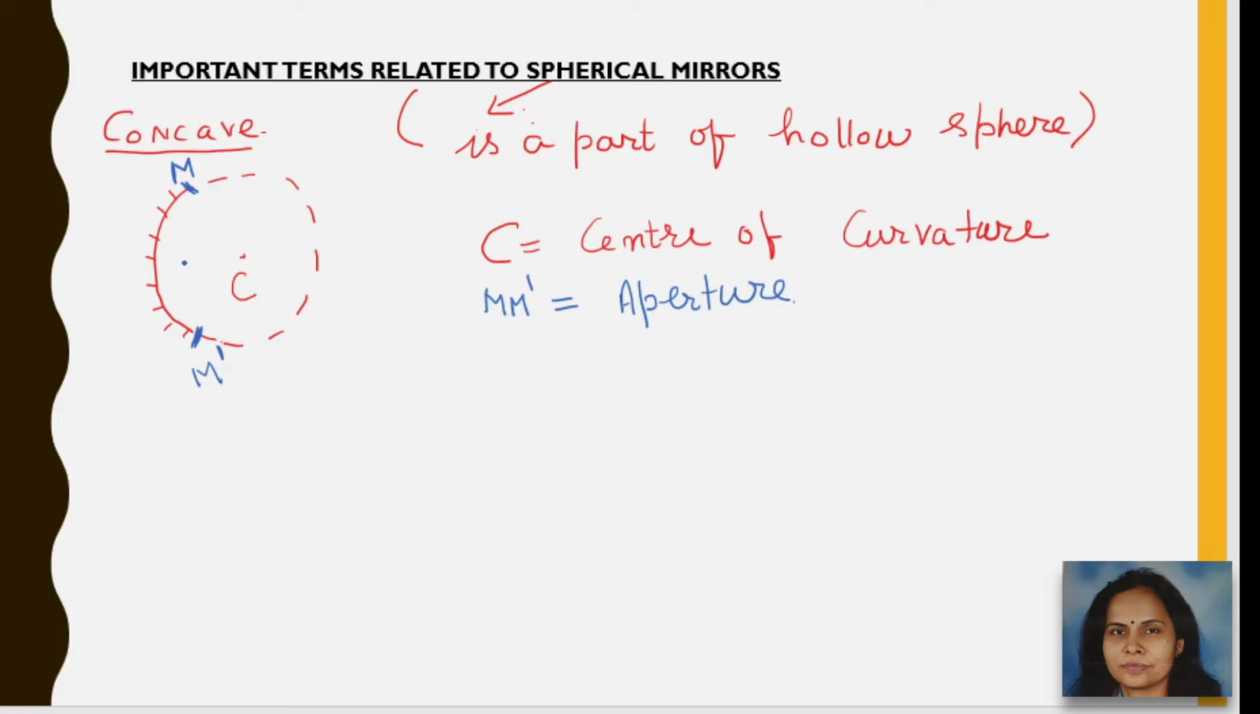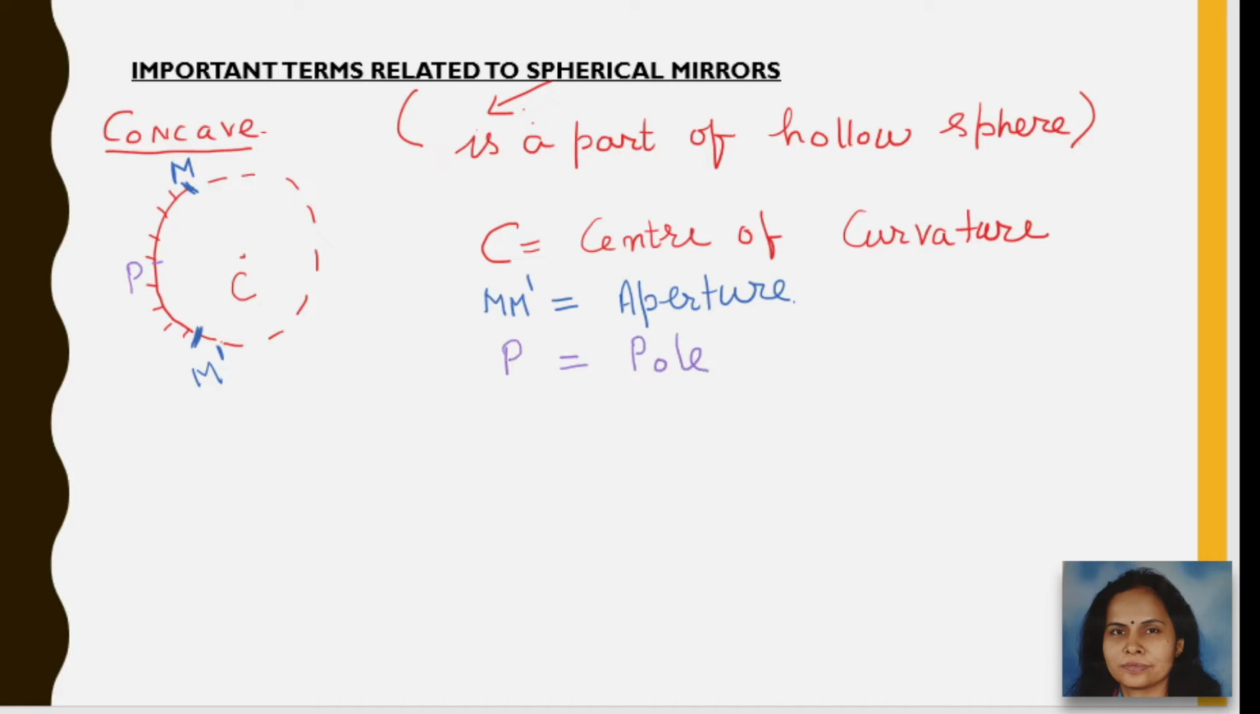Next one is the center of this reflecting surface. So this is the center. The center of this reflecting surface is known as pole, which is represented by capital P. So pole is the center of the reflecting surface.